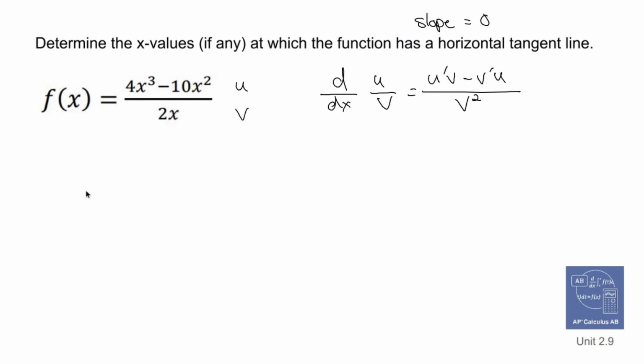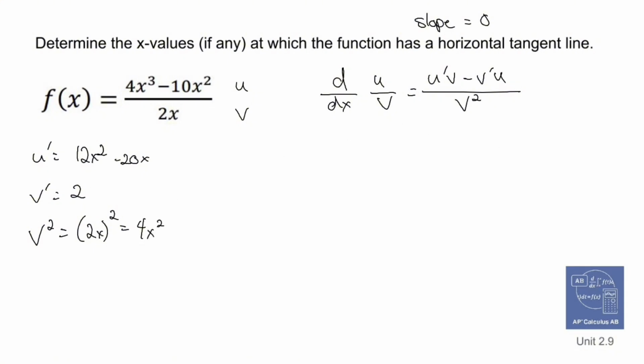Okay, so let's do that. Let's find out what u prime is. If u is 4x cubed, u prime is going to be 12x squared because of power rule. And if I have negative 10x squared, then that's going to become negative 20x because of power rule once again. V prime is going to be the derivative of 2x, which is 2. And then v squared is going to be 2x squared, which is 4x squared.